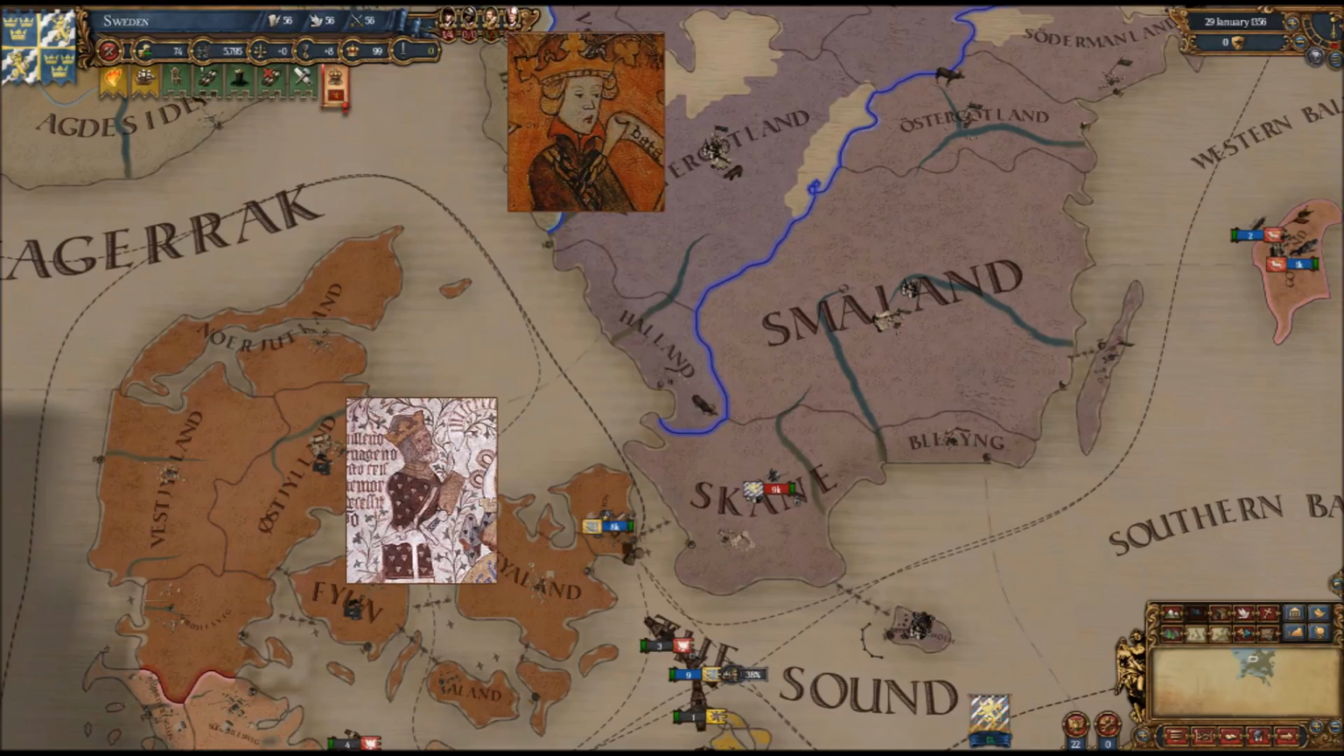Given his dire situation, Magnus Eriksson tried to buy the help of Valdemar against his son Erik by offering to give him back Scania if he helps him during the civil war. Therefore, if you play Sweden, when the war ends, you will get an event asking you if you want to abide by the treaty and give Scania back to Denmark.